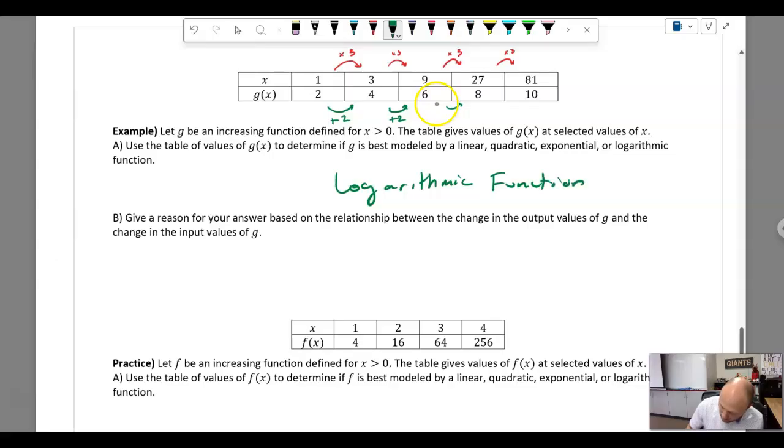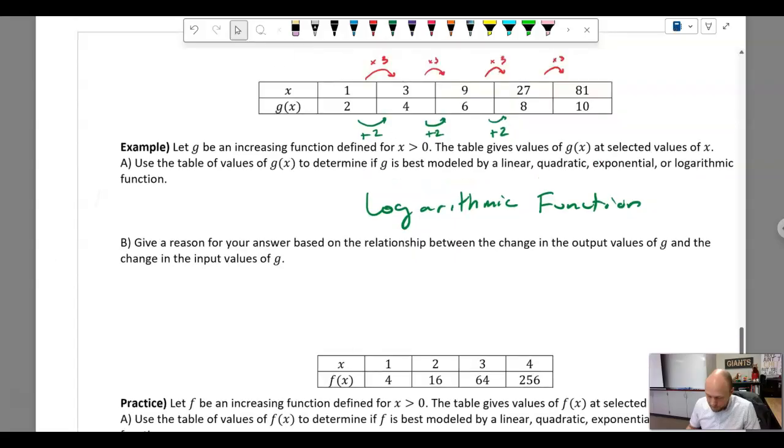And then on part B, they want you to give a reason, a relationship based upon the change in output values of g and the change in the input values of g. And I think this wording needs to be updated. It should say refer to values in the table for your explanation. College Board has beefed this question up in terms of explanation over the past couple of years of implementing this course. So let's go ahead and look and see what we have here.